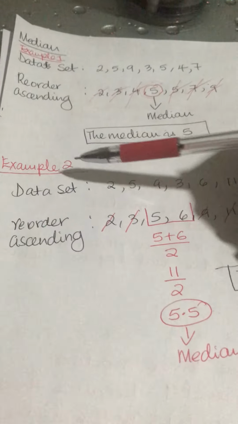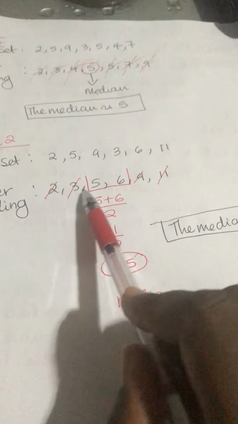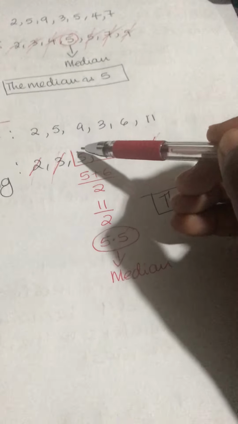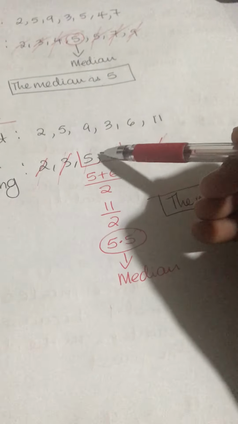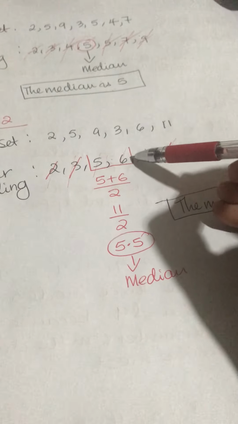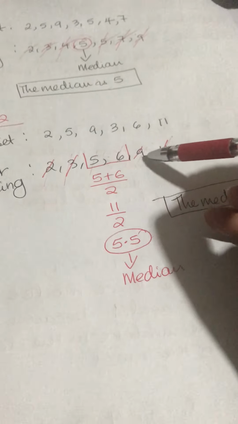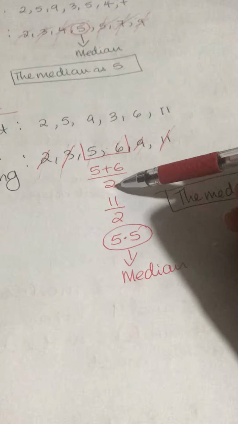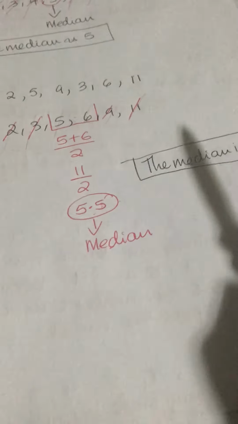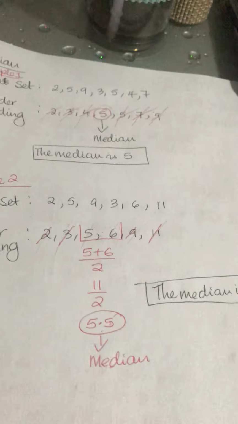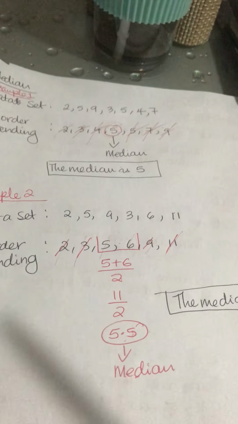Now, in example 2, I arranged my numbers from least to greatest. I crossed out 2 and 11, 3 and 9. I can't cross further, because then I won't have any number in the middle. That is why I was left with 2 numbers. I put them in this U, because I'm left with 2 numbers. What do you do with the 2 numbers? You add them, divide them by 2. And the answer is your median. And I wrote it here. The median is 5. I have shown you how to do the measures of center.